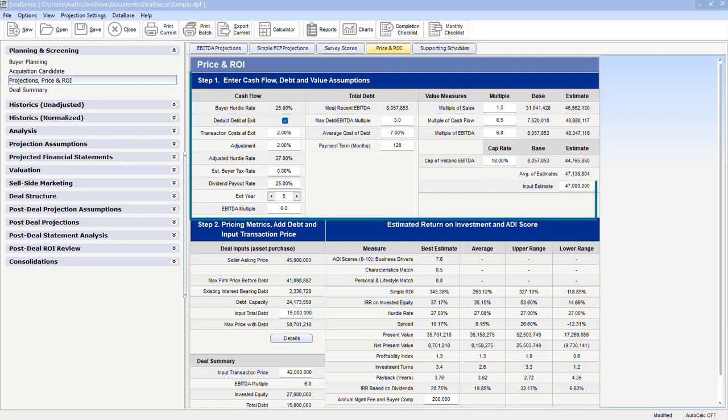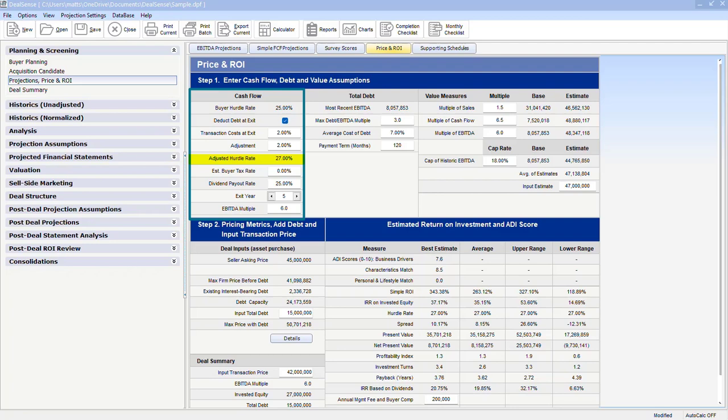In the top section, you input your cash flow, debt, and valuation assumptions. DealSense will use those assumptions to estimate the maximum price for the business without debt, and then recalculate the maximum price with debt in the deal. Cash flow assumptions start with the buyer hurdle rate set in the planning section, which can be adjusted up or down based on the relative riskiness of the investment.